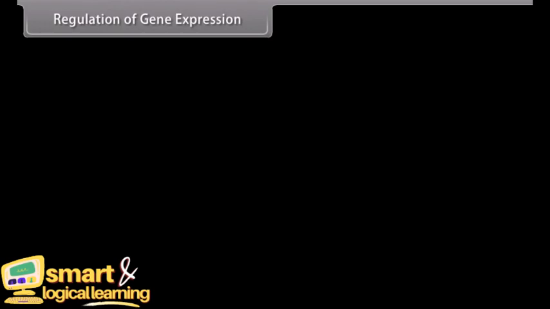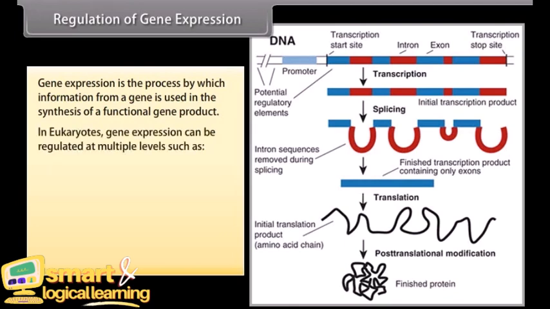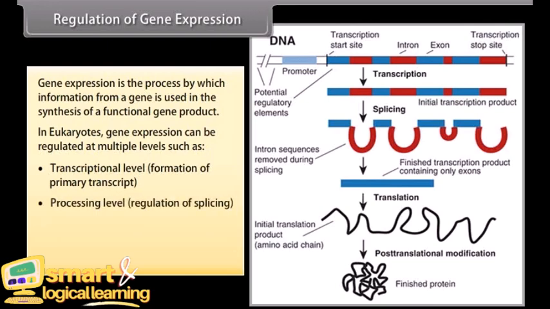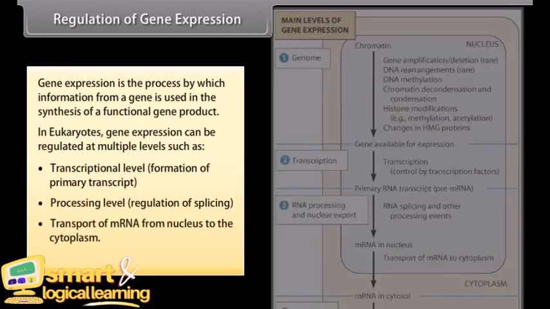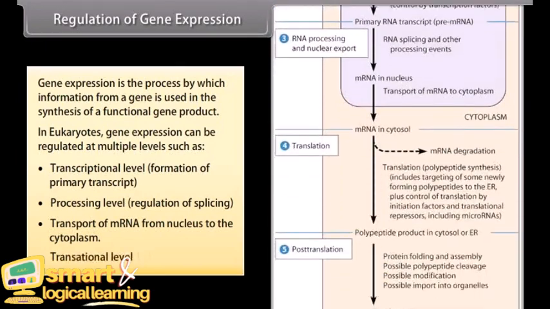Regulation of gene expression. Gene expression is the process by which information from a gene is used in the synthesis of a functional gene product. In eukaryotes, gene expression can be regulated at multiple levels such as the transcriptional level, formation of primary transcript, processing level, regulating of splicing, transport of mRNA from nucleus to the cytoplasm, and translational level.